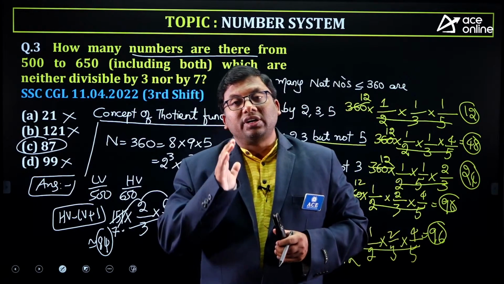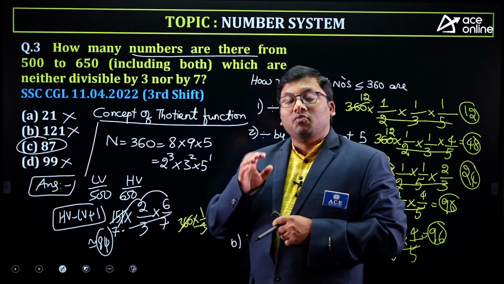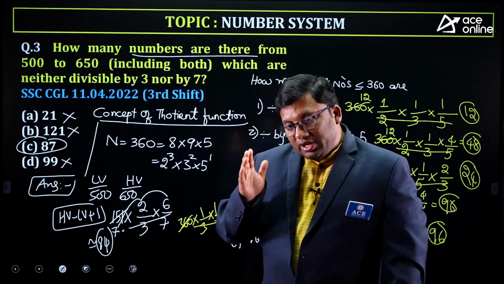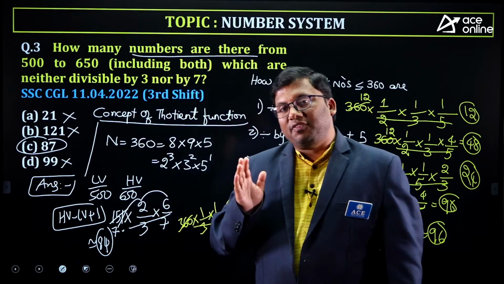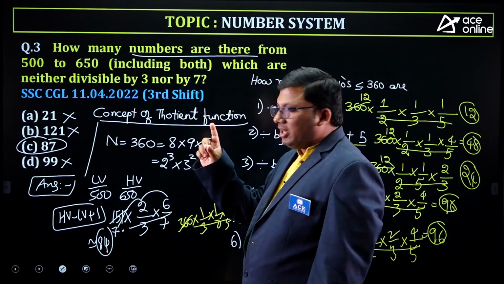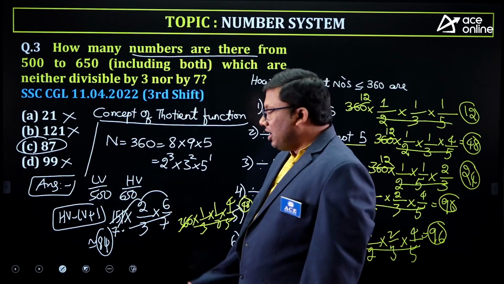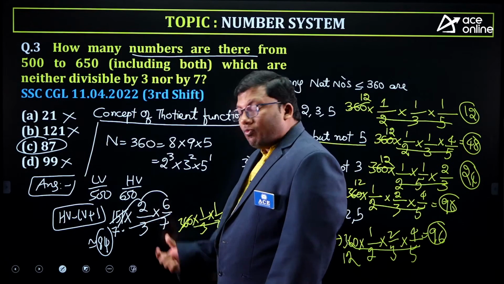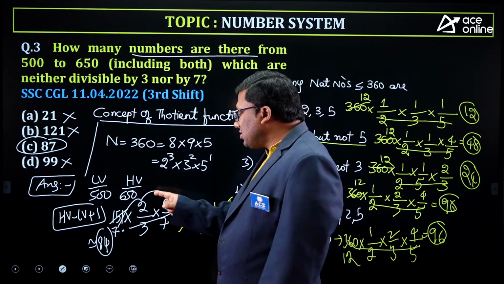Without even counting, how did you get the answer? I hope the approach is very clear to you. 500 to 650. Lowest is 500, highest is 650. Number of numbers is highest minus lowest plus 1, that is 650 minus 500 plus 1. Out of 151 numbers, for every 3 numbers, 1 is divisible. How many are not divisible? 1 minus 1 by 3.